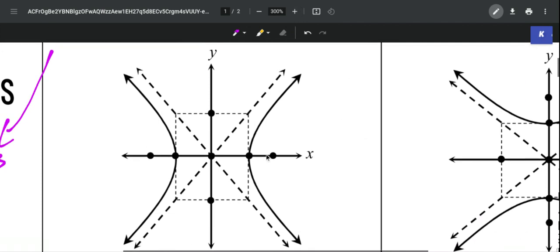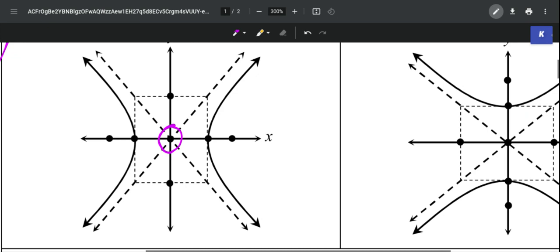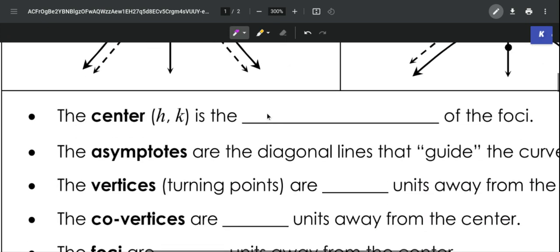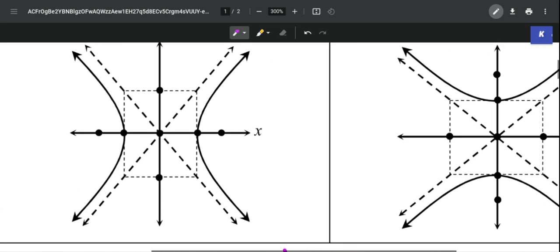So now we're going to label everything. The center on each of these is actually not on either of these two graphs. The center is actually in between those. If we go down here to our definitions, the center for a hyperbola is the midpoint of the foci, which is just some definition stuff. So in each of these, the center would be right here.